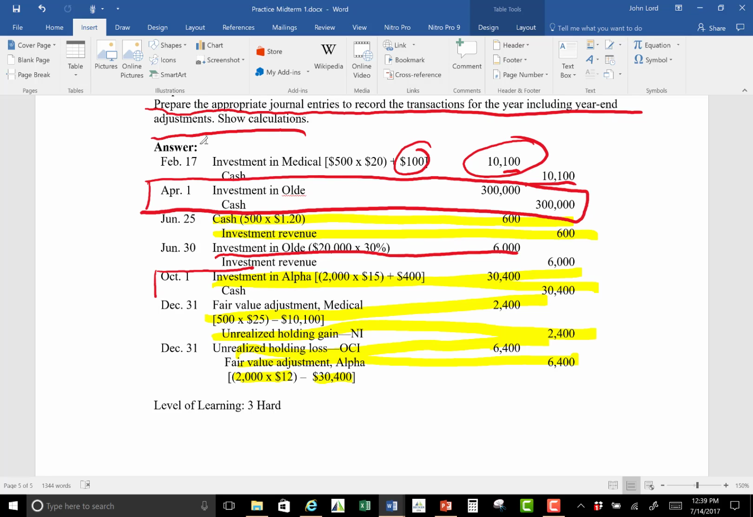You mean, say that again? We had to debit the unrealized holding loss, OCI, for that. What did you want to do with the fair value adjustment? Okay. Question?